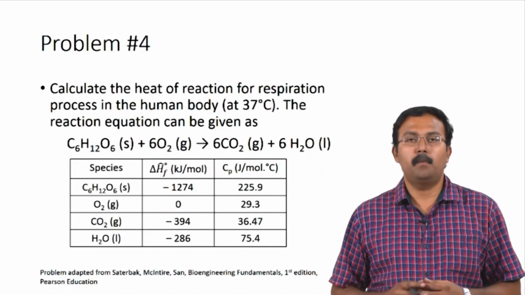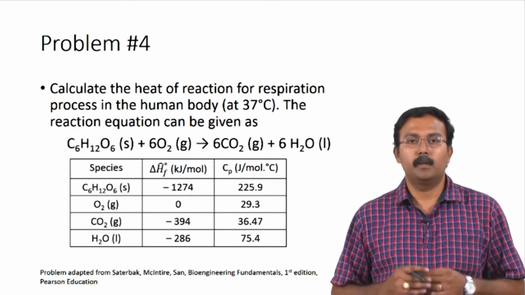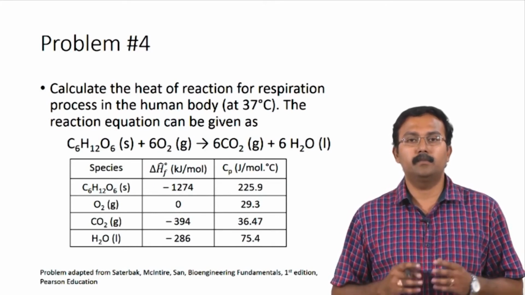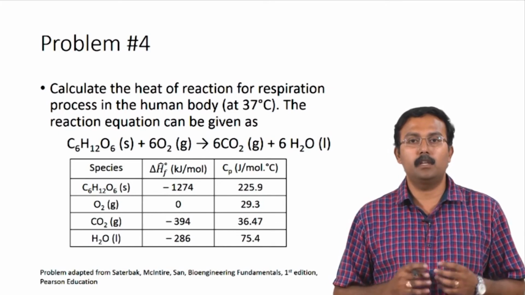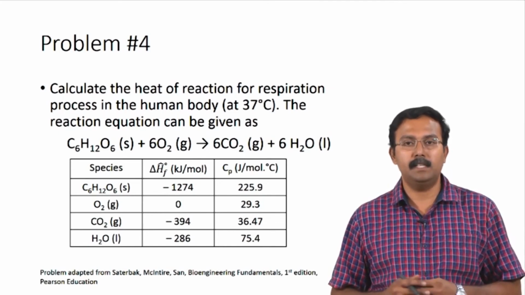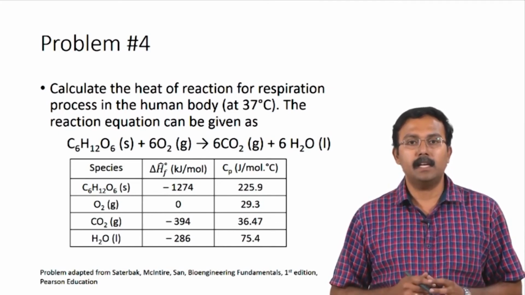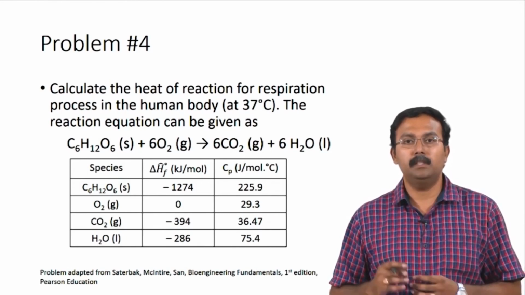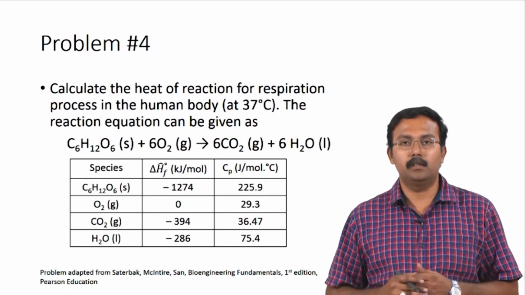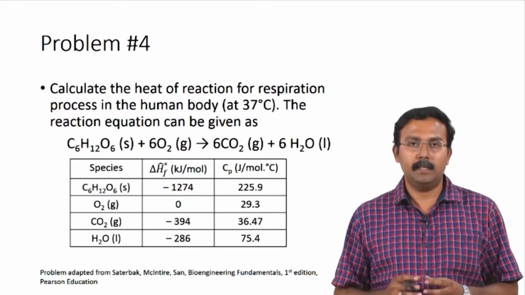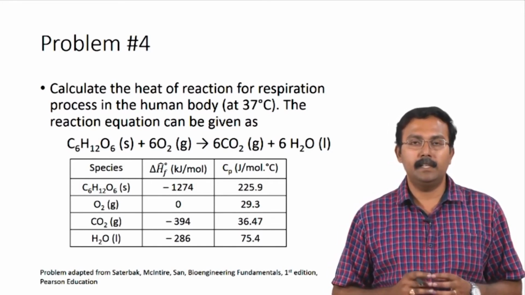Here is the fourth problem for this tutorial session. You are asked to calculate the heat of reaction for a respiration process in the human body which happens at 37 degrees Celsius. The reaction equation can be given as glucose plus oxygen gives carbon dioxide and water. This reaction is happening at 37 degrees Celsius.